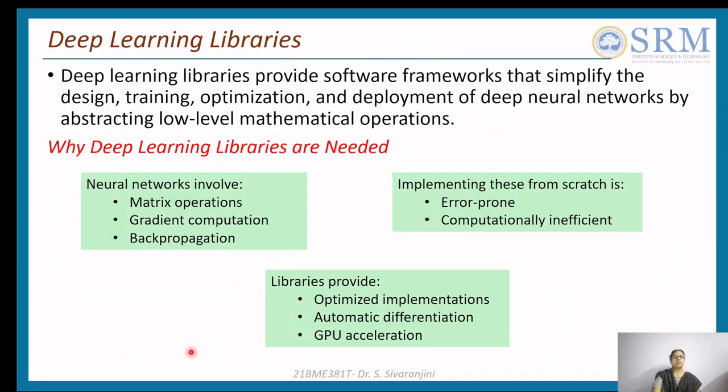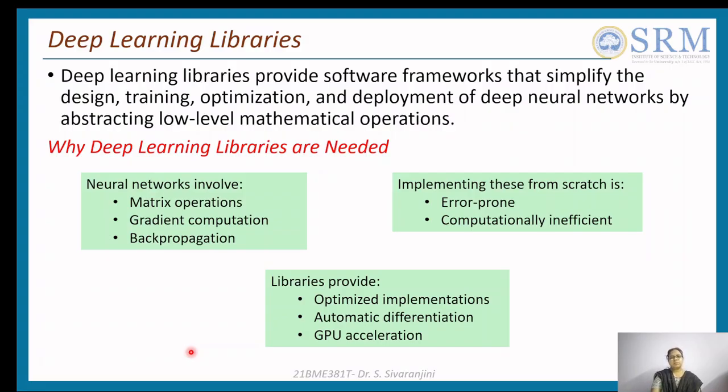Moving on to the next section, which is deep learning libraries. What are these deep learning libraries? Imagine writing every mathematical equation manually, with thousands of matrix multiplications and millions of gradients, and you go on multiplying and calculating. Is it possible? No, it is not practically possible. It becomes an impossible task.